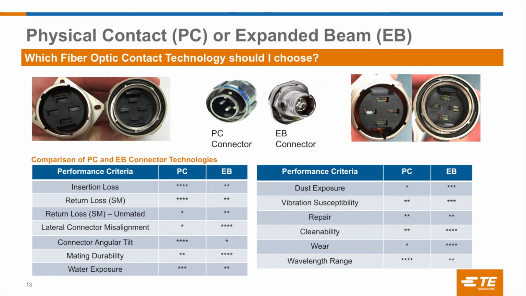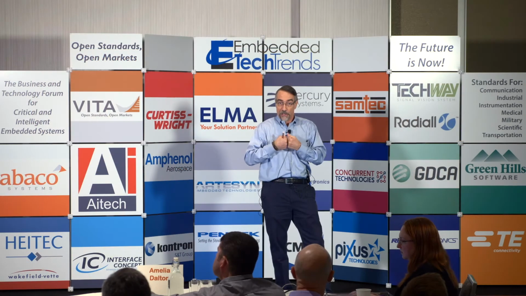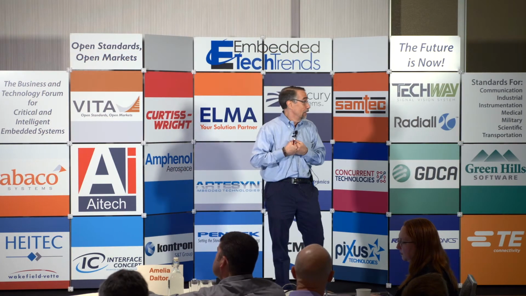And then the last thing I'm going to touch on before we wrap up and we can all start speed dating is, you've heard me mention physical contact and expanded beam. And for those of you that don't know what that means, I just thought I'd take a minute and explain it. Physical contact is exactly that. When you have fiber optics, you bring them together under a controlled force, depending on the type of terminal you have. And why do you do that? You do that so that you get the insertion loss and the return loss performance that you need in your system to meet the specifications of that connection.